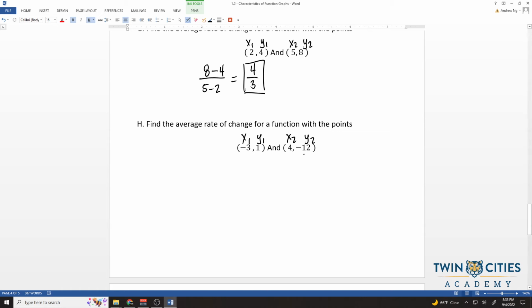And then I do y2 minus y1, or f of x2 minus f of x1. So that's negative 12 minus 1. And this is over 4 minus negative 3.